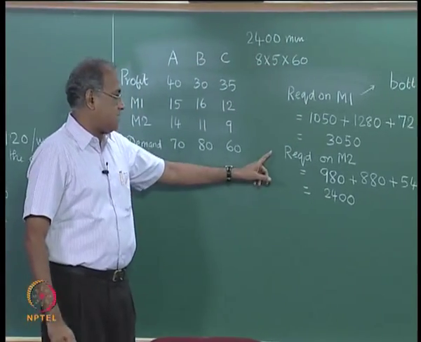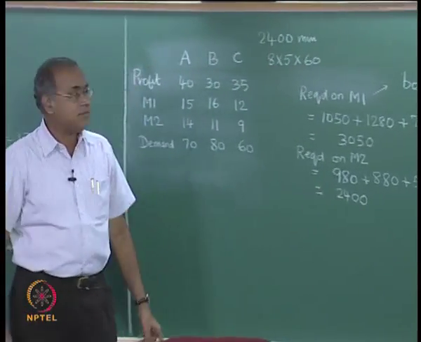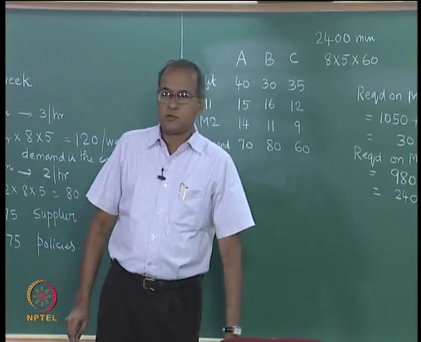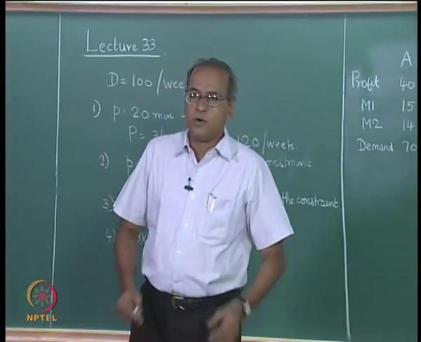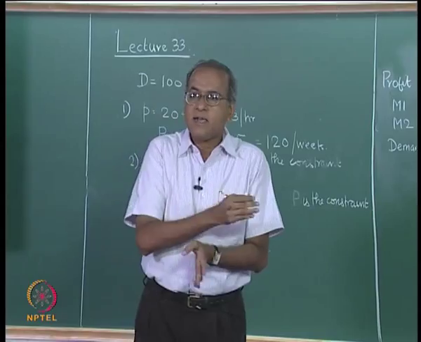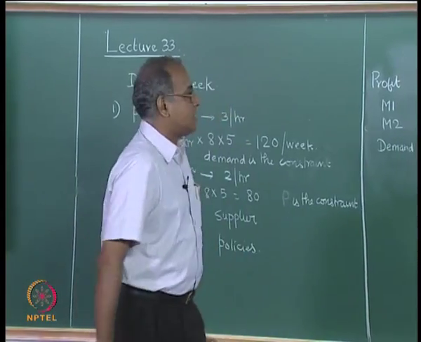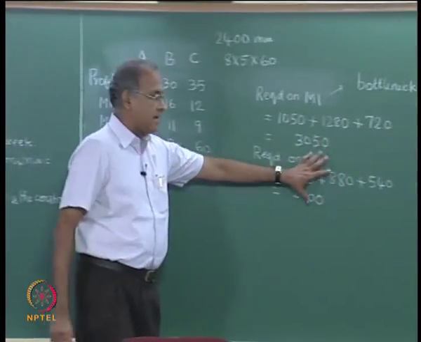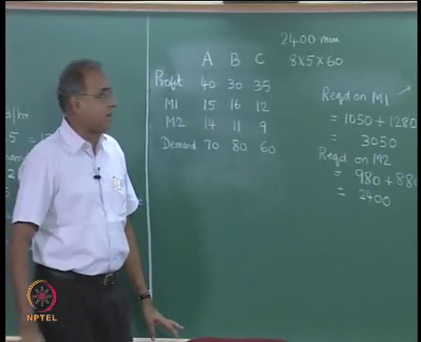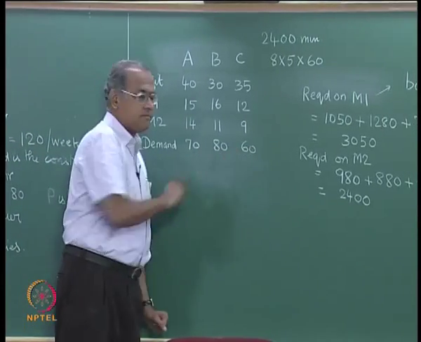Now, demand on this machine is 2400, available capacity is 2400. So, demand does not exceed the available capacity. So, at the moment it is not a bottleneck. So, we have enough capacity to meet the entire demand.